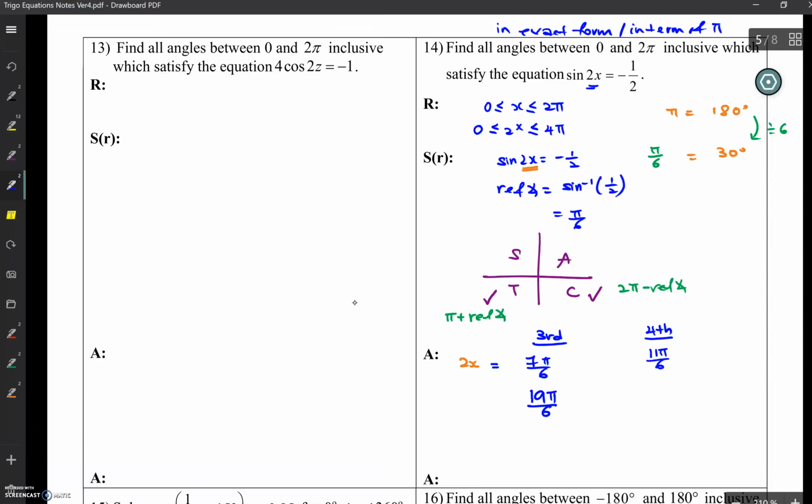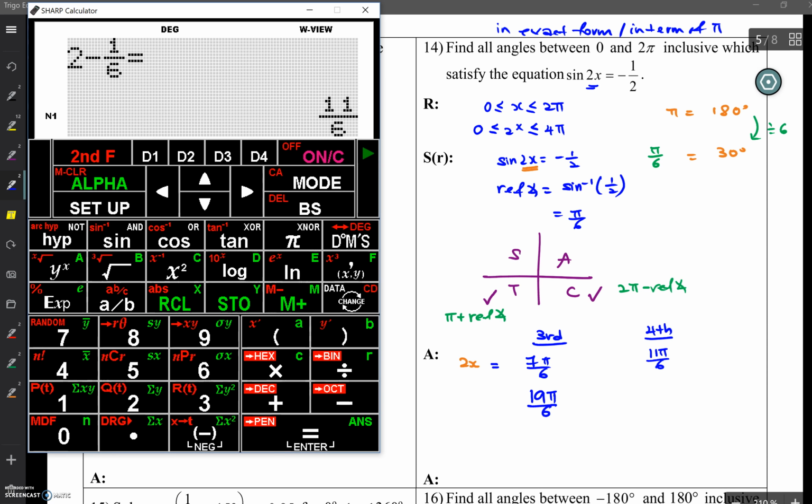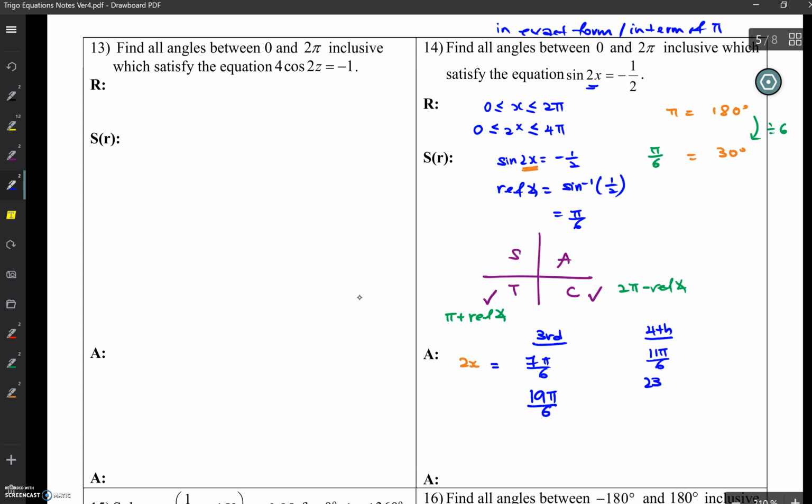11 pi over 6. Okay, now the next thing is this. Is it possible that it can travel one more cycle? Maybe, maybe not. Let's try. So if I plus a 2, right, you get 3 whole 5 over 6 pi. Is 3 whole 5 over 6 pi within the range of 0 to 4 pi? It is, right? So it means to say 23 pi over 6 is another answer.